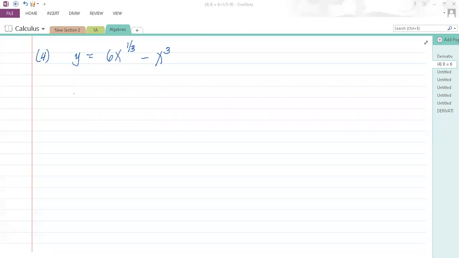Okay, so Mr. Bangoy, you can now recite your solution for the given. So we have to differentiate the given function, that is equal to y is equal to 6x raised to 1/3 minus x raised to 3.